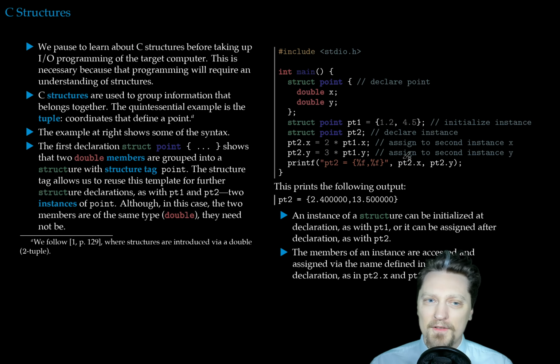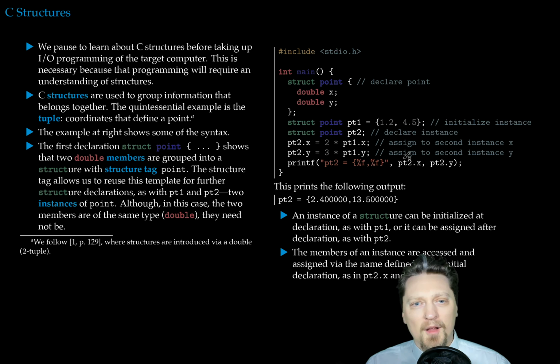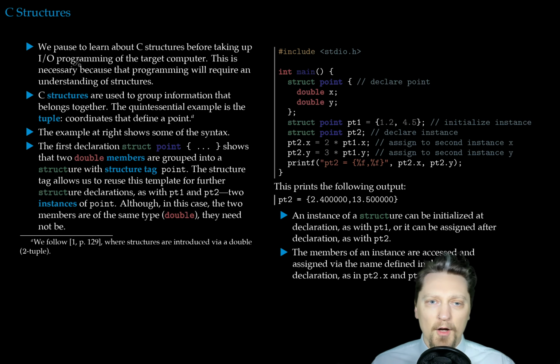Okay, C structures. We pause this communication chapter to learn about C structures before taking up I/O programming of the target computer, which we're about to do. This is necessary because that programming will require an understanding of structures in C. These are used to group information that belongs together. The quintessential example is the tuple, coordinates that define a point. The example at right shows some of the syntax.